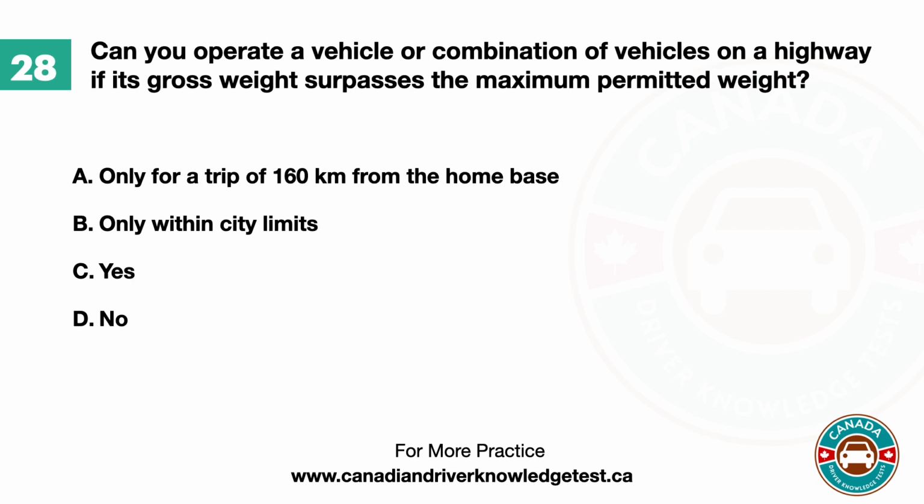Question 28. Can you operate a vehicle or combination of vehicles on a highway if its gross weight surpasses the maximum permitted weight? A. Only for a trip of 160 kilometers from the home base. B. Only within city limits. C. Yes. D. No. The answer is D. No.